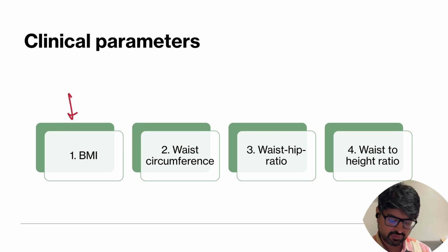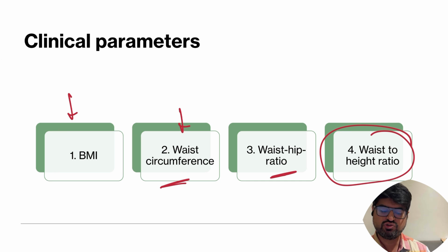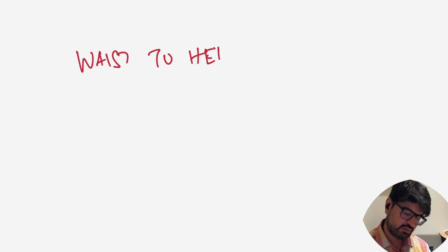There is another marker which I'm just going to talk to you about. You can measure the waist circumference. This is where I'm going to come in a few minutes. You can measure waist hip ratio, and this is the one which is very, very important, waist to height ratio, right? I think if you see the new concept which is now emerging, the very, very important concept is waist to height ratio, right?